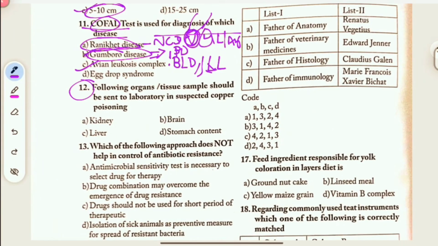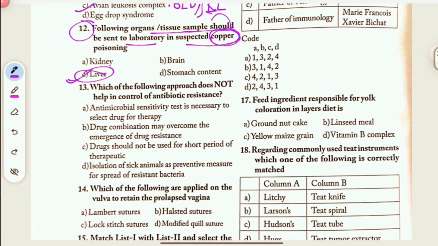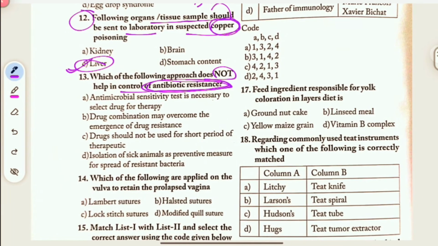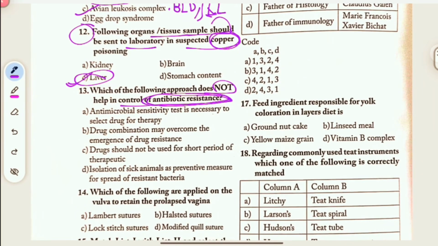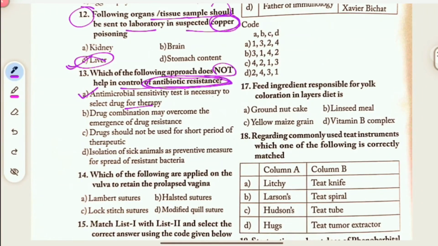Now in the next question, the organ or tissue sample that should be sent to the laboratory in suspected copper poisoning is liver. So many times this question has been asked. Now, which of the following approaches does not help in control of antibiotic resistance? So we have to select the option which won't help in controlling antibiotic resistance in animals. Option A says antimicrobial sensitivity test is necessary to select the drug therapy. So this is actually true. Before selecting the antibiotics, one must perform the antibiotic sensitivity test.